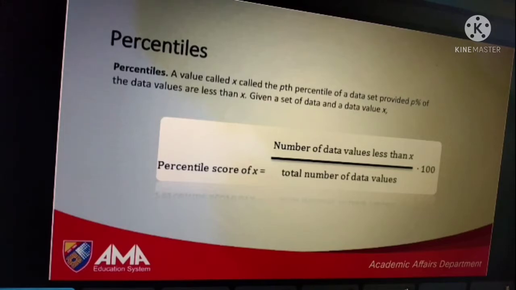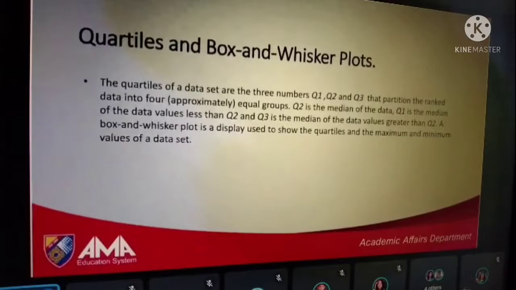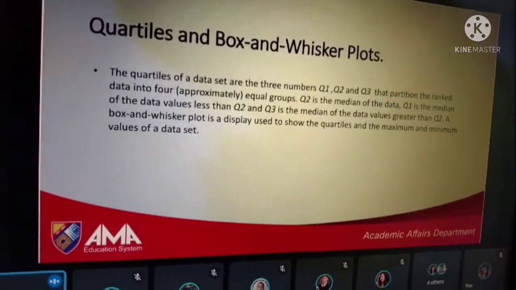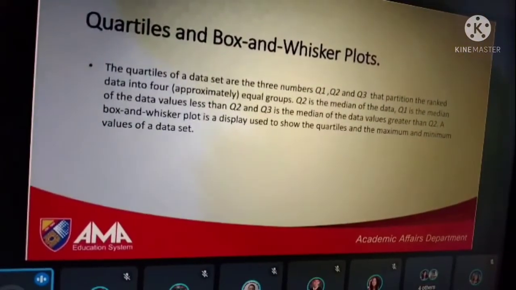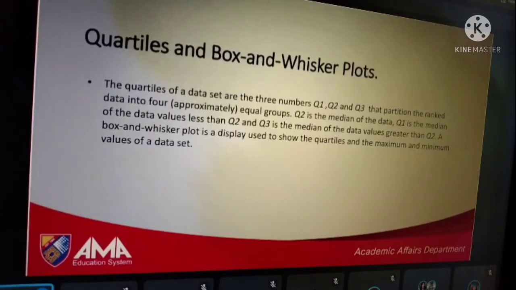Aside from percentile, we also have what we call the quartile. We have the first quarter, quarter 1, quarter 2, and quarter 3. Those are the partitions. The partition ranks data into 4 approximately equal groups. So we divide our collected data. Quartile 2 is the median of the data.